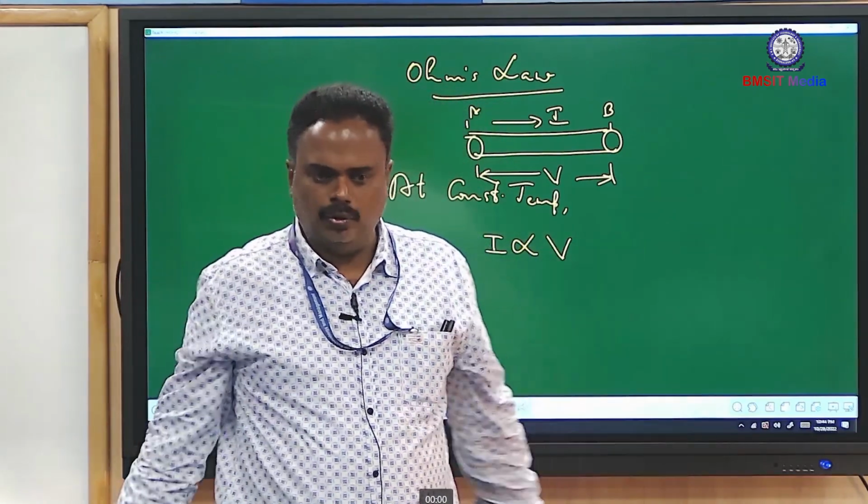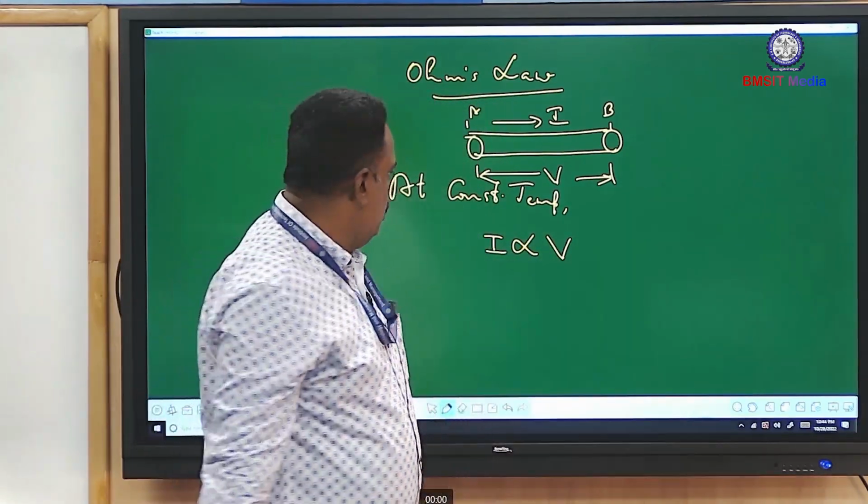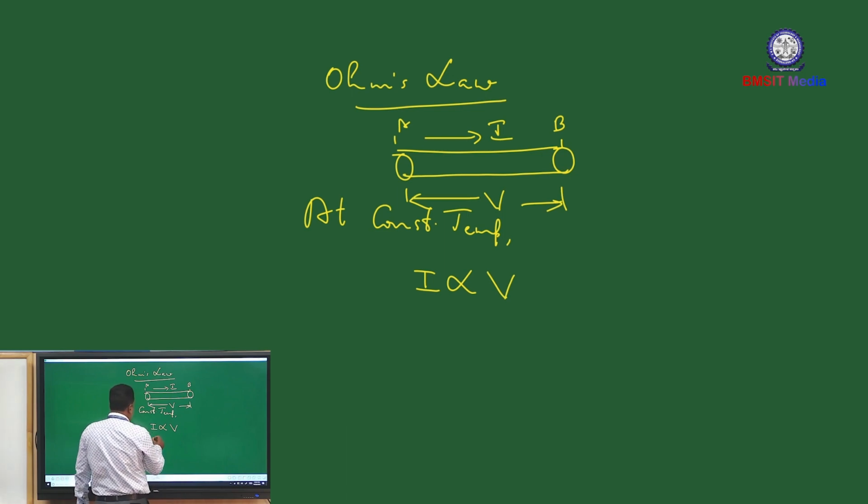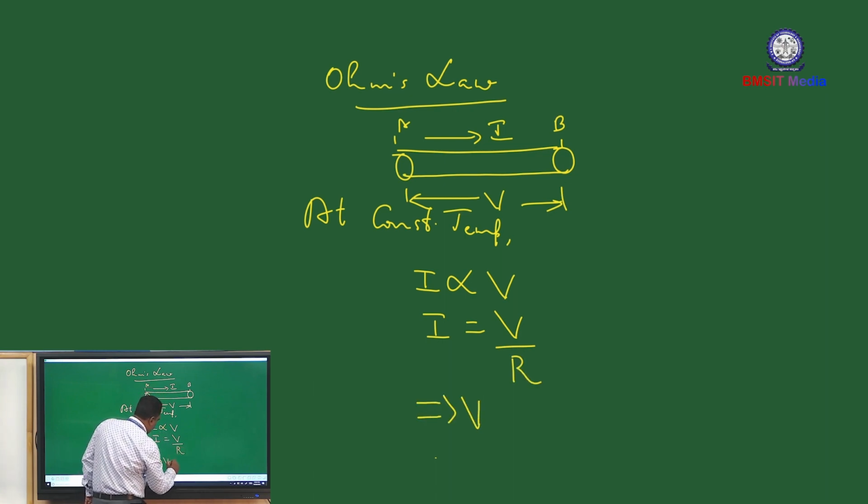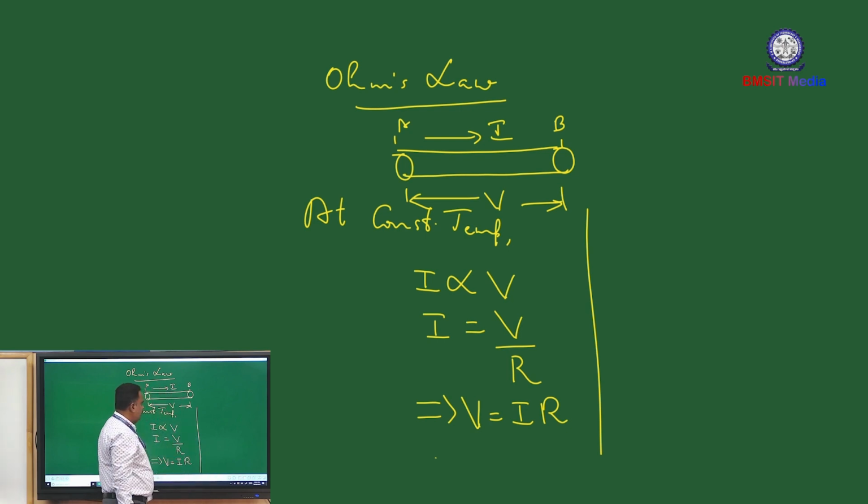If two points are at the same potential, then current cannot flow between them. With the constant of proportionality, I is equal to V by R. This implies V is equal to I into R. So this is called Ohm's law.